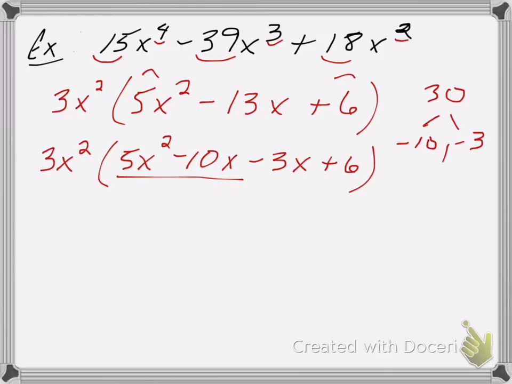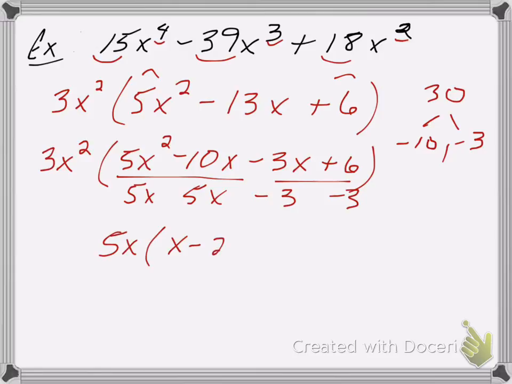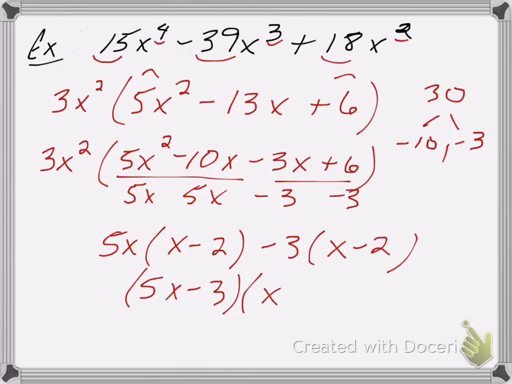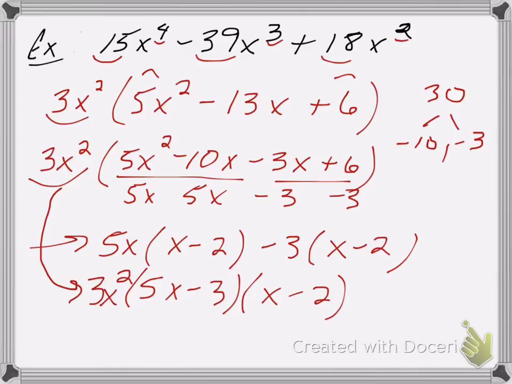We'll take 5x out of the first pair, negative 3 out of the second pair. So that'll be 5x times x minus 2 minus 3 times x minus 2, and gives you 5x minus 3 times x minus 2. The only thing is, don't forget the 3x squared, your GCF. I sort of left it off right here, but it is still part of your answer, so make sure you bring it down, and your final answer to this problem would be that right there.